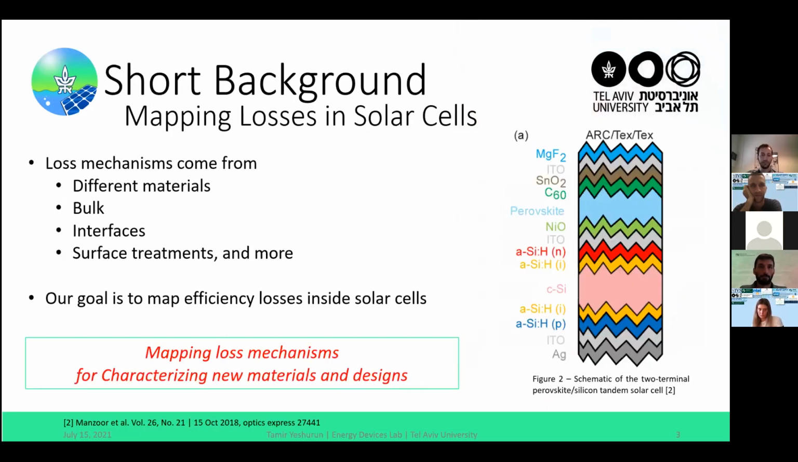If we look, for example, at a tandem solar cell from two different materials, unlike what Guy showed before, it could be complicated. These loss mechanisms can come from the bulk, the different materials we choose, interfaces, surface treatments, and more. And so what we're trying to do is to map those efficiency losses, those loss mechanisms inside the solar cells, in order to create a method for characterizing new materials and designs.